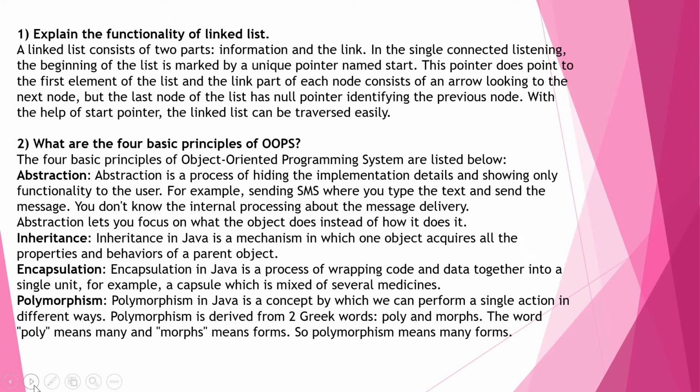So what are the four basic principles of OOPS? That is abstraction, inheritance, encapsulation, polymorphism. Abstraction is a process of hiding the implementation details and showing only the functionality to the user. This is very user friendly. For example, sending an SMS where you type the text and send the message, you don't know the internal processing of the message delivery. So these are the examples you have to put in.